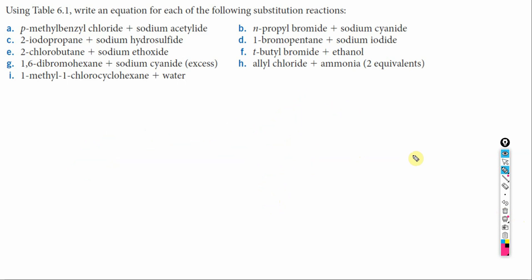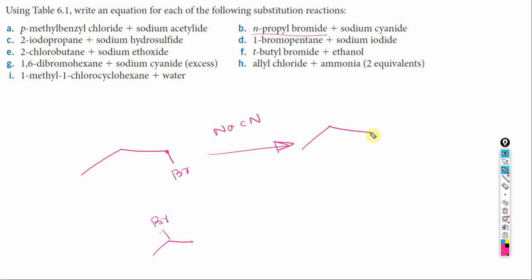Okay, and we can also look into problem B. So N-propyl bromide. So propyl bromide is this, and N represents the straight chain compound as opposed to the bromine on the second position. So if we have the bromine here, that is going to be an isopropyl bromide or 2-bromopropane. So N-propyl bromide is this structure, and that reacts with sodium cyanide. Therefore the product is going to be simply that.